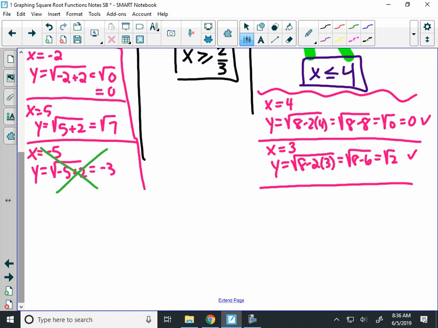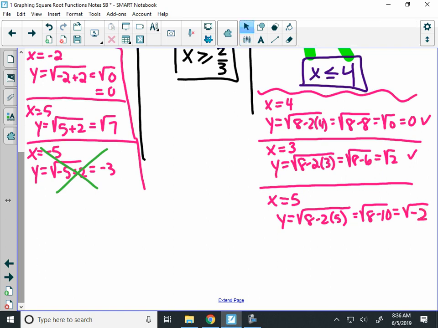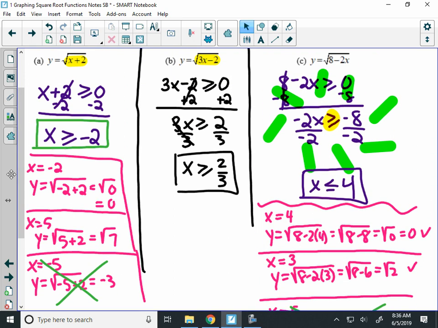If I took x is something greater than 4, let's just try 5. Y equals the square root of 8 minus 2 times 5. Well, that's 8 minus 10, which is the square root of negative 2. That's not a good thing. That's why we can't have numbers bigger than 4, because I'm going to get a negative under the radical. Okay? So as long as you can set up the equation by taking the radicand, what's under the radical, and setting it greater than or equal to 0, and solve the inequality, you can find the domain.